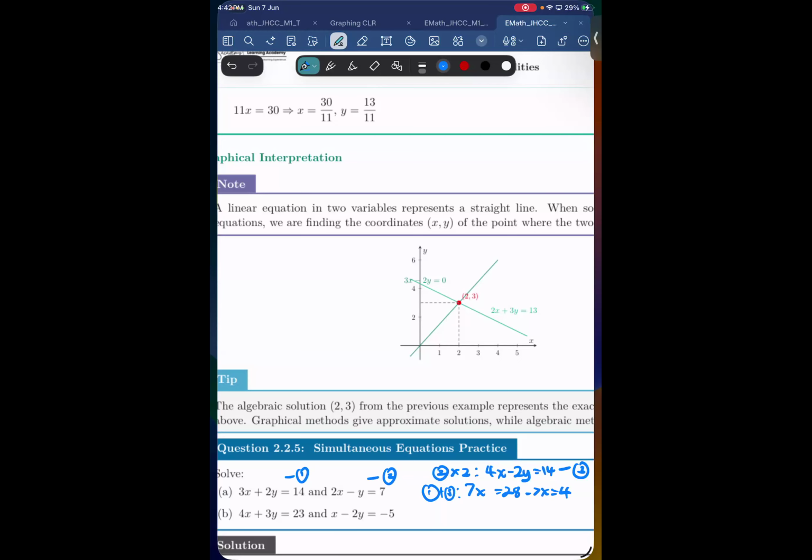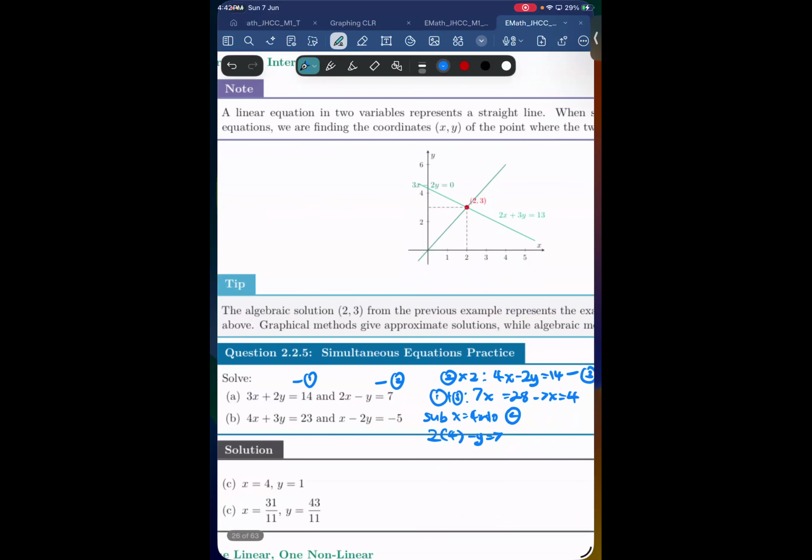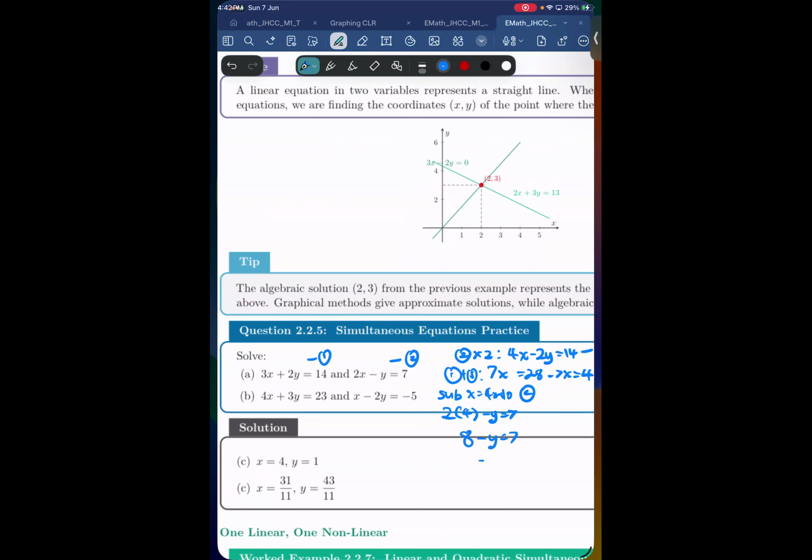Then I have x already, so I can find y. Sub x equals 4 into equation 2. So 2 times 4 minus y equals 7. So 8 minus y equals 7. So minus y equals minus 1, and y equals 1. You can do any other way to solve this equation as well. It doesn't really matter as long as you get the final answer. That's good enough.